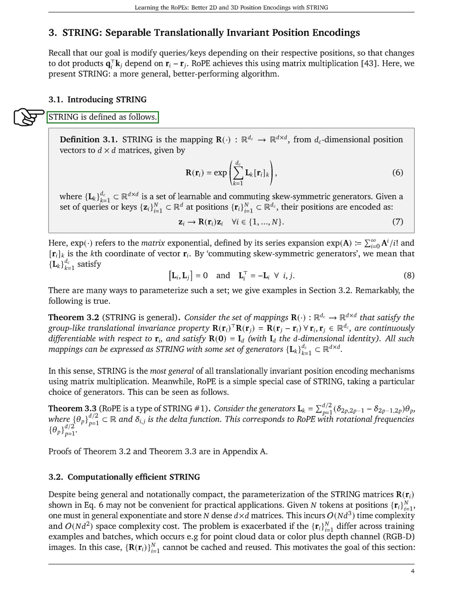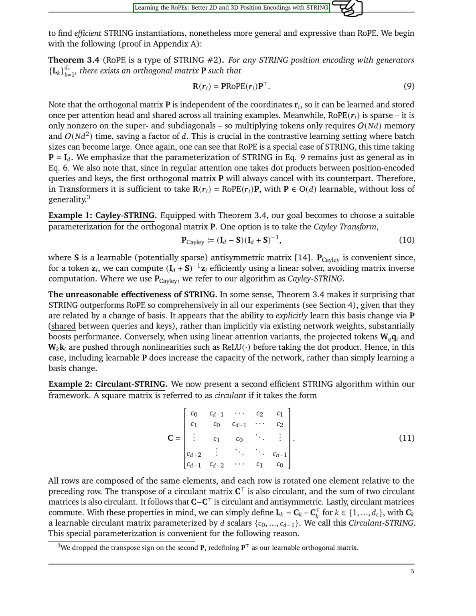STRING is defined using a matrix exponential, which is calculated through a series expansion. We denote the kth coordinate of a position vector as the kth element of that vector. When we refer to commuting skew-symmetric generators, we mean that a specific set of matrices satisfies certain properties. We can parameterize these mappings in various ways, which we will illustrate later. STRING is versatile because it can represent a wide range of translationally invariant position encodings using matrix multiplication. RoPE is a specific instance of STRING, derived from a particular choice of generators.